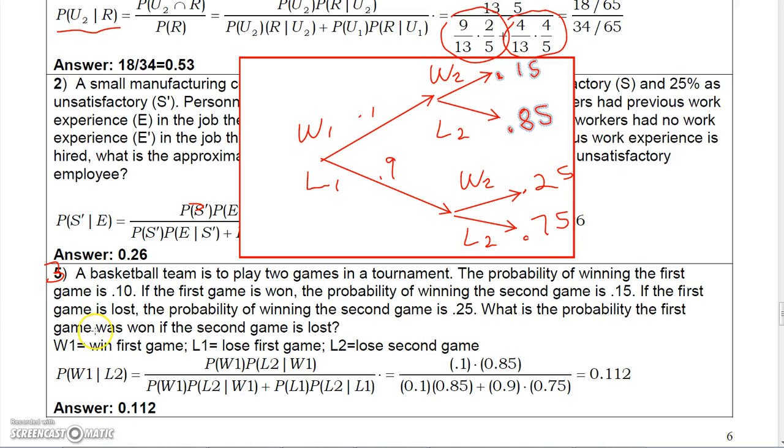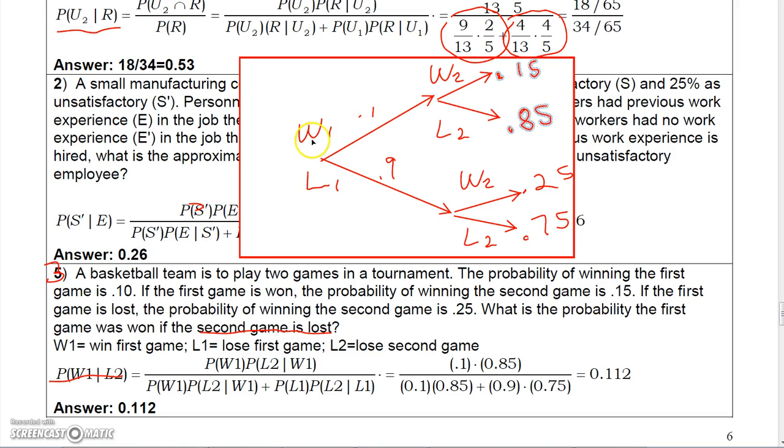What is the probability the first game is won, given the second game is lost? So we want to know the probability that we win game 1 given we lost game 2. So the probability that we won the first game given that we lost the second game.